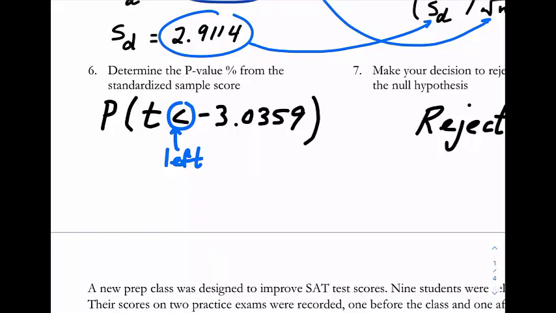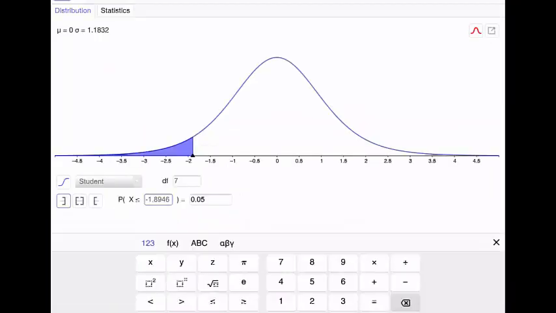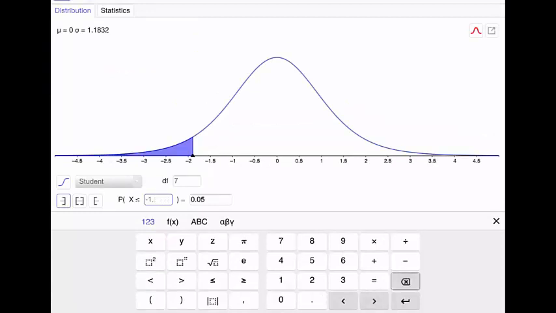So here what I'm going to end up doing is putting the negative 3.0359 back into GeoGebra. Let's put that in that middle box there at the bottom. Again, negative 3.0359. Click in the bottom right box. That ends up turning to 0.0095. 0.0095, just a little bit below 1%.